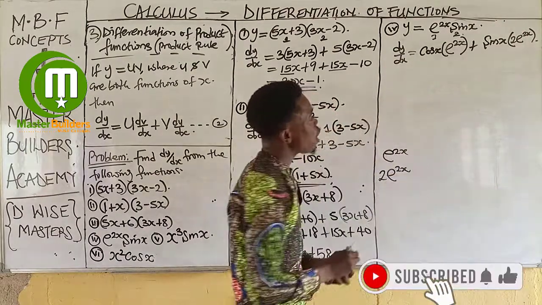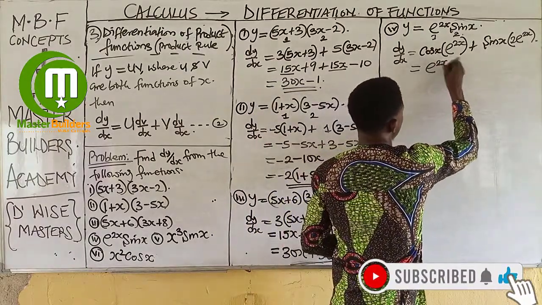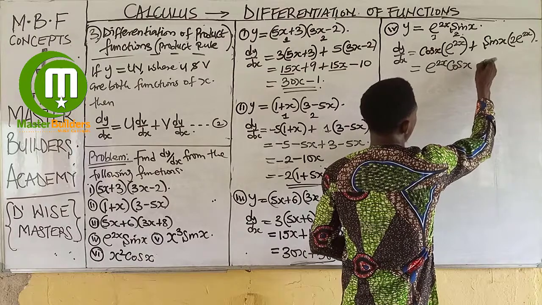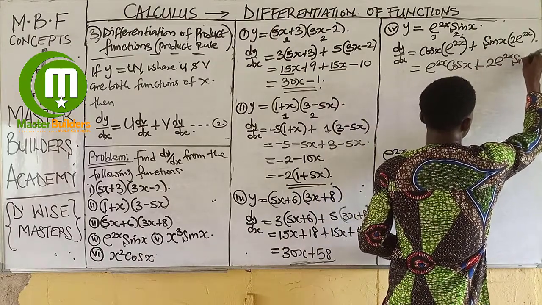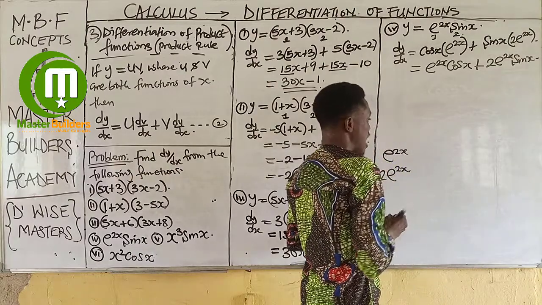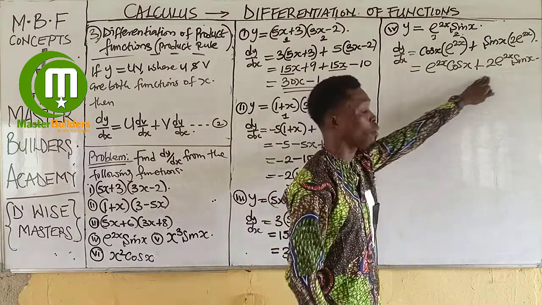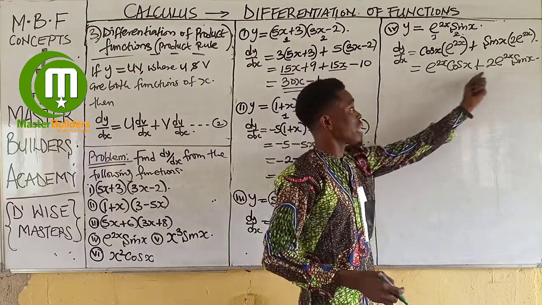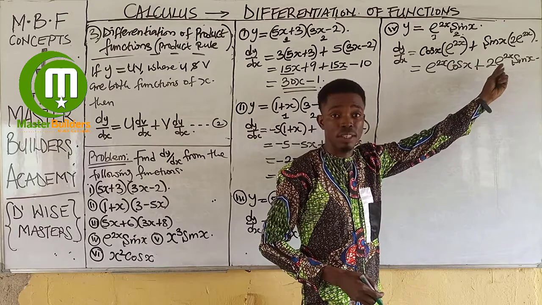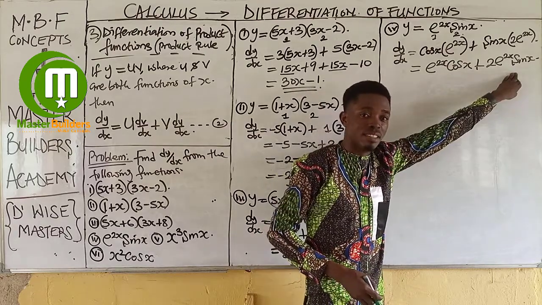Then finally we clear up the brackets. This would have given us exponent 2x cos x plus 2 exponent 2x sine x. Now finally, at this point guys, we can stop here, but based on the fact that this is objective, you can decide to factorize out exponential 2x since we have it to be a common term between the first term and the second term.